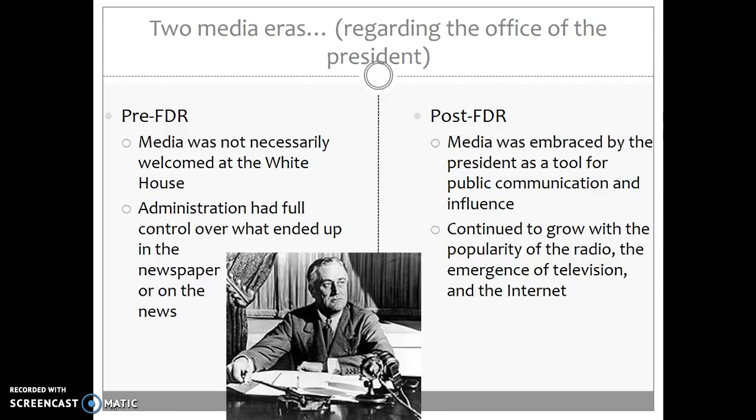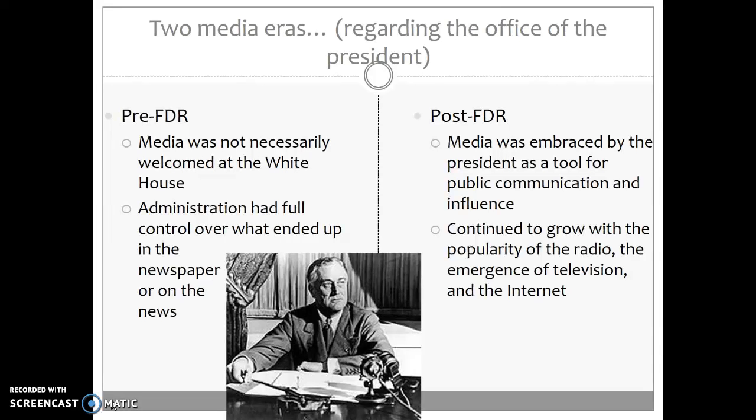There are 2 media eras regarding the office of the presidency. There's the pre-FDR media, when it was not as exciting, and the post-FDR media. Pre-FDR media, during that time, media was not necessarily welcomed at the White House, and it was tightly controlled. The administration had full control over what ended up in the newspaper on the news. That's how FDR was able to get away with no one knowing that he had polio. He and his staff controlled every bit of media that came out of the White House.